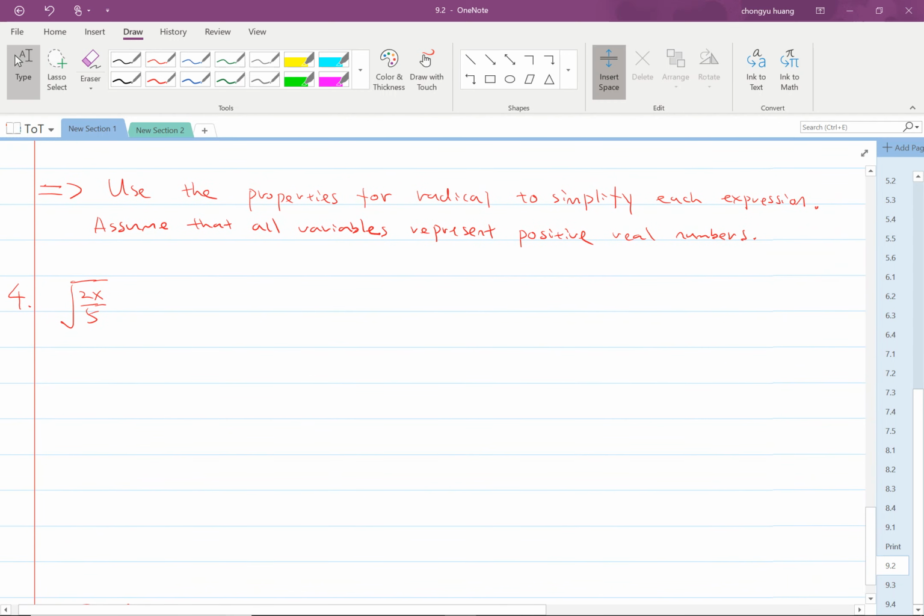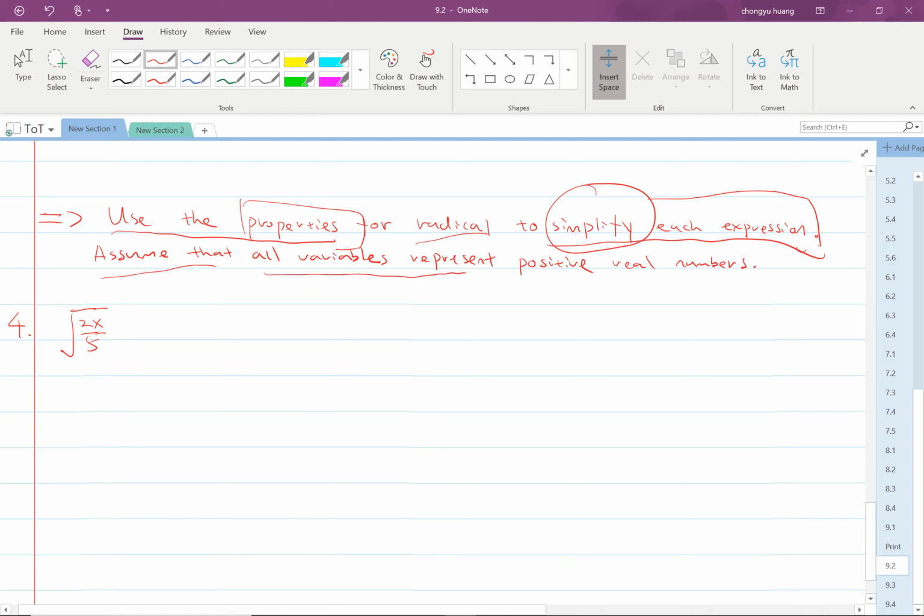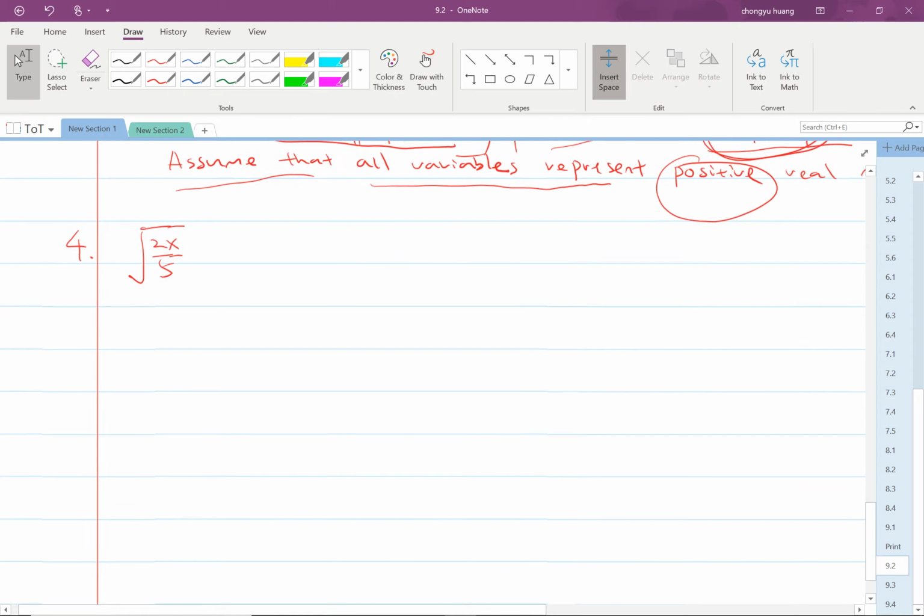Let's read. The question over here says we have to use the properties of radicals to simplify each expression, and we assume that all variables are positive real numbers. So you basically apply any property over here to simplify it. Let's move into question 4.